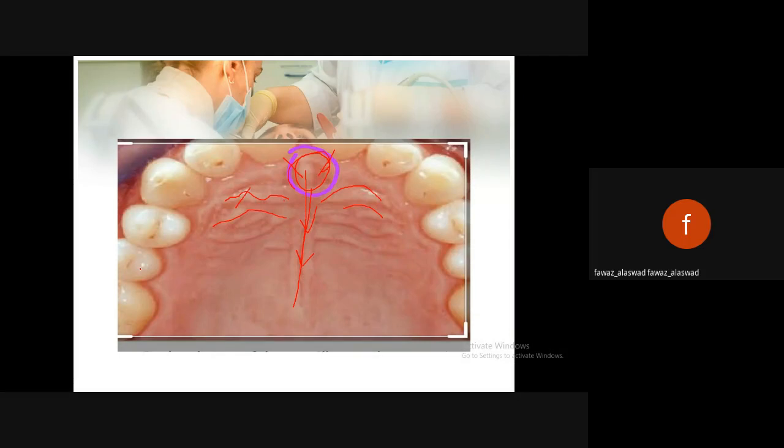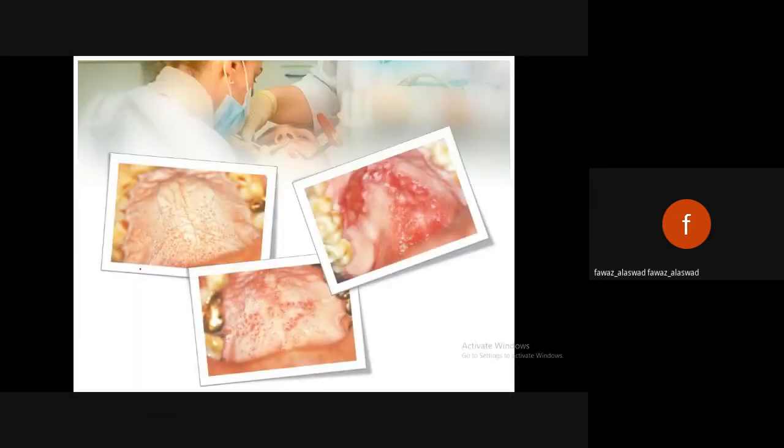The raphe with rouge with incisive papillae. This is the most common anatomical variation of the palate. And this is the nicotinic stomatitis, the inflammation or infection of the minor orifice of the salivary gland, which mostly occurs in a patient who smokes excessively.